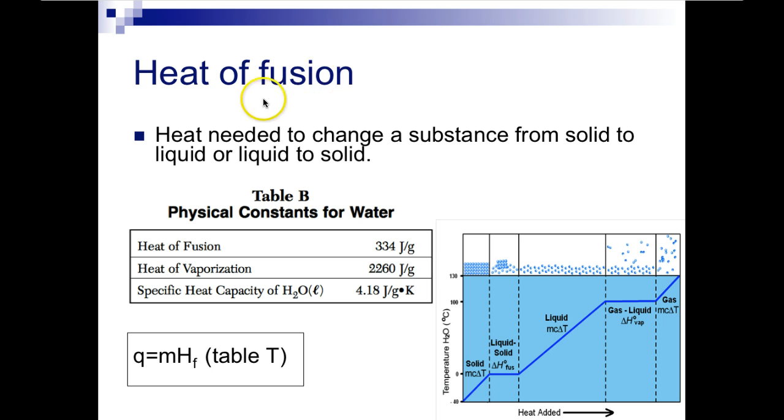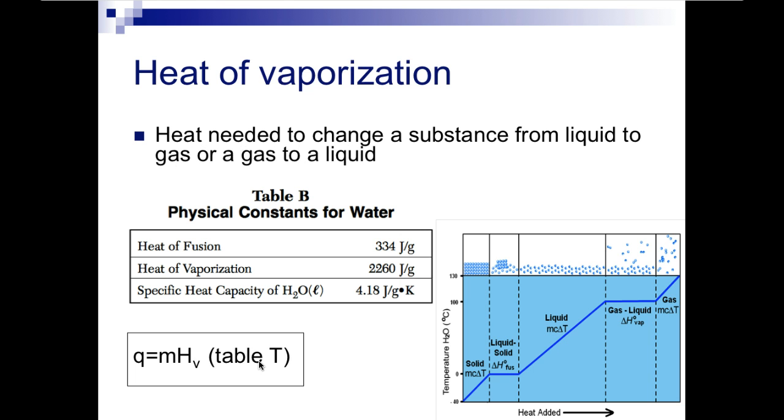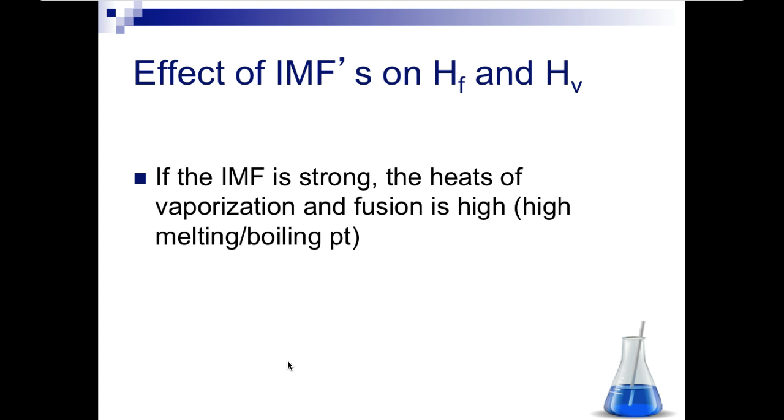So when you're talking about heat of fusion, that is the heat needed to change a substance from a solid to a liquid or from a liquid to a solid. So you're going to need the heat of fusion constant for water, which is in table B on your reference packet, and you're going to use the heat of fusion equation, which is on table T in your reference packet. Heat of vaporization is what you're going to use when a substance goes from a liquid to a gas or from a gas to a liquid. And again, that constant is on table B in your reference packet, and the equation for it is in table T.